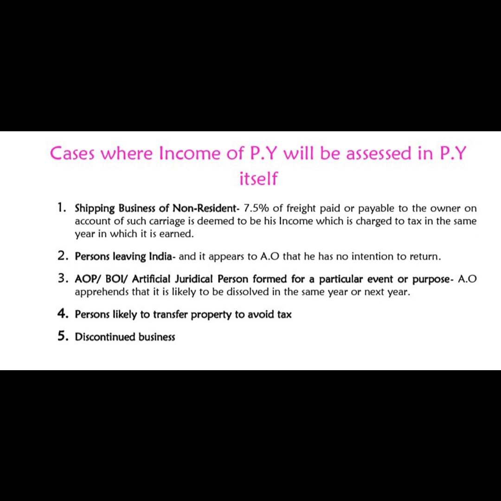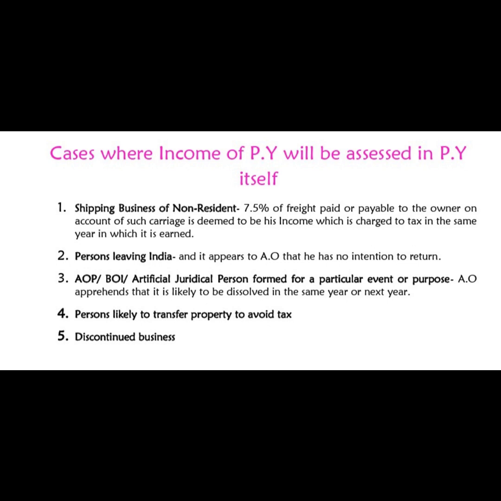Number 4, persons likely to transfer property to avoid tax. A person, in order to avoid tax under the Income Tax Act, is trying to charge, sell, transfer or dispose of any of his asset or property. In such cases, the assessing officer immediately commences proceedings against this person.